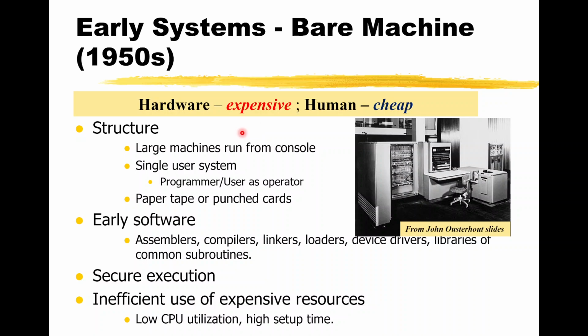Now let's look at a brief history of computer systems. The early systems, which we also call the bare machines, in the 1950s, were just, as you've seen, big mainframes. Here the hardware was expensive, and human labor was even cheaper, because at this period, human labor was cheaper.